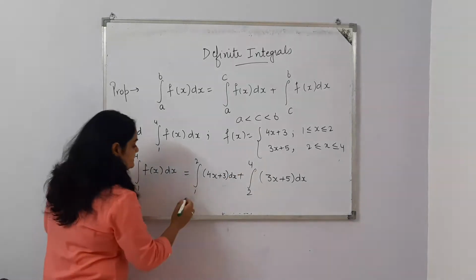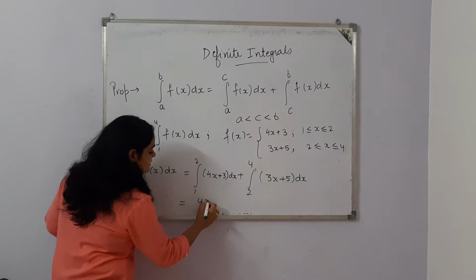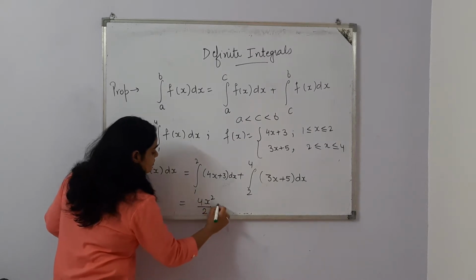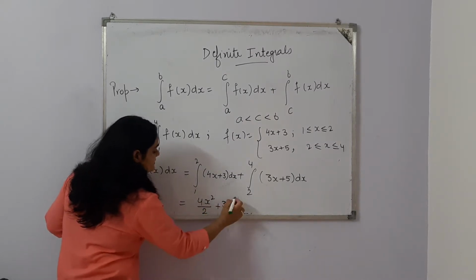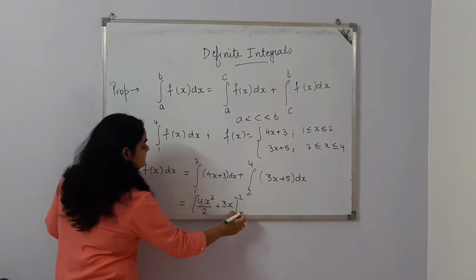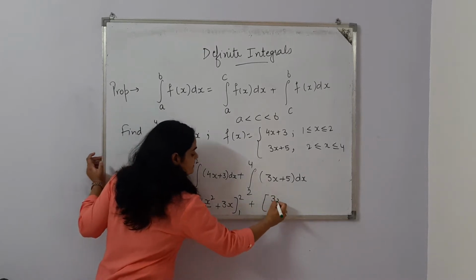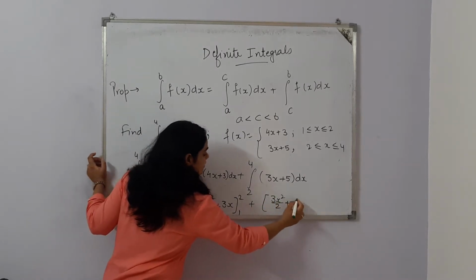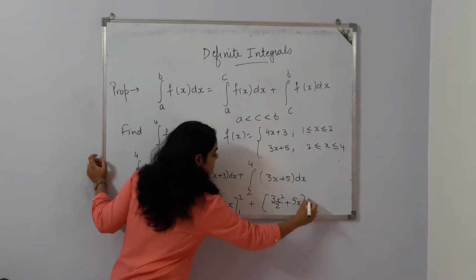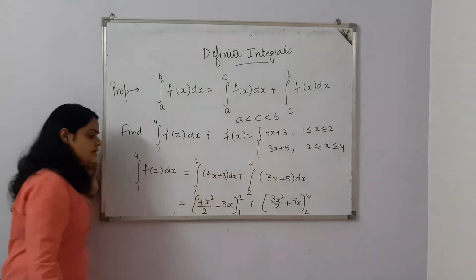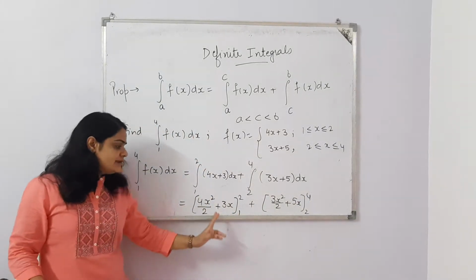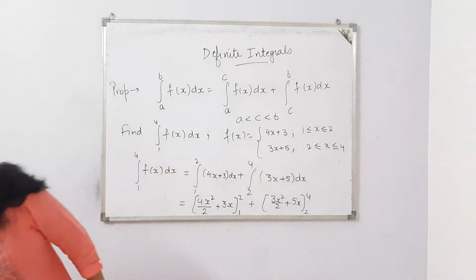Now the integral of 4x plus 3 is 4x square by 2 plus 3x, with the limits 1 to 2, and here the integration is 3x square by 2 plus 5x, with the limits 2 to 4. Now you can substitute the limits and get the answer. Let's substitute the limits.